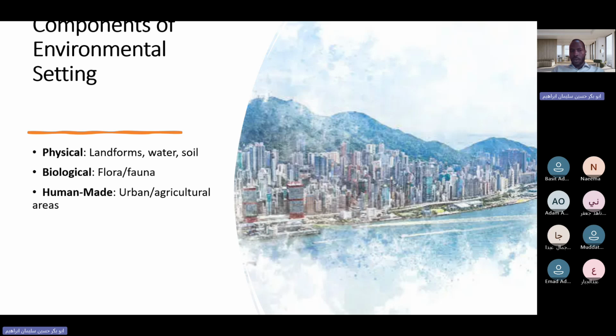When you are going to learn about the environmental setting, you can see these components. If you need to develop a project, you can do environmental studies. Inside the environmental studies, you can study the physical aspects of that area, you can see the biological aspects of that area, and you can see the structures, the man-made, which is done by humans. All of these are called the components of the environmental setting.